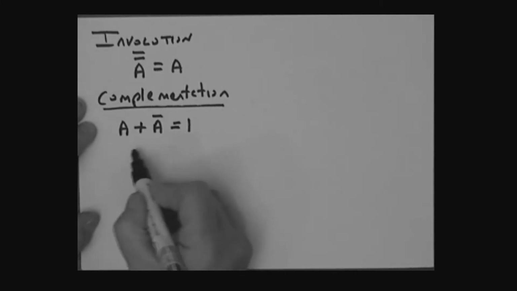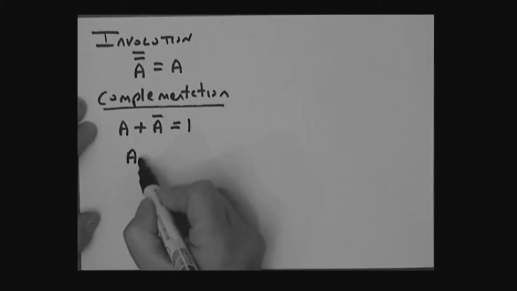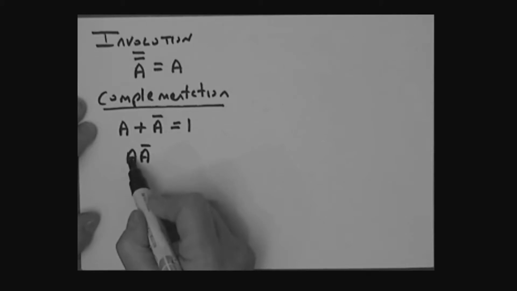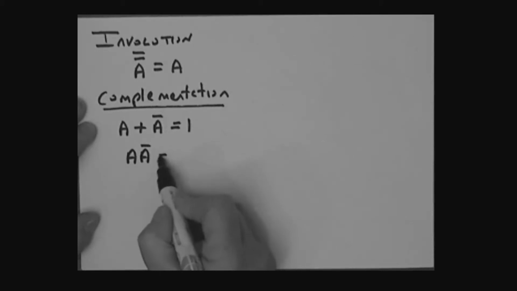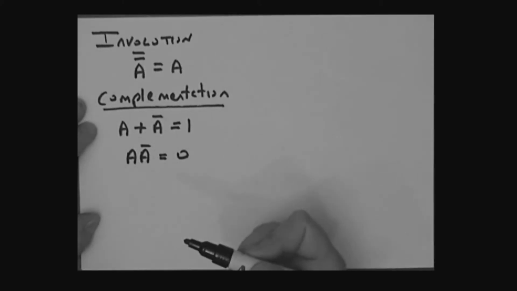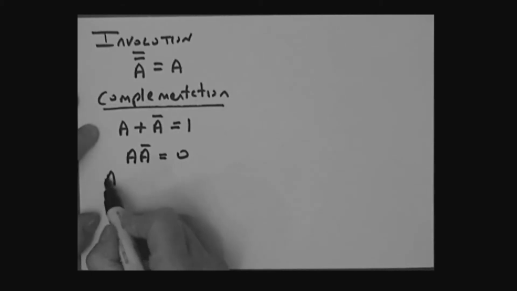Then what else do we have? We have A ANDed with A bar. If A is a 1, let's say, A bar is a 0, so this must be a 0. If A is a 0, A bar is a 1, still must be a 0. That's called complementation. All right, let's look at another theorem.